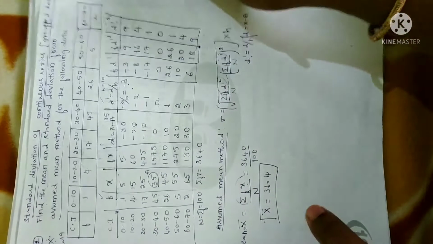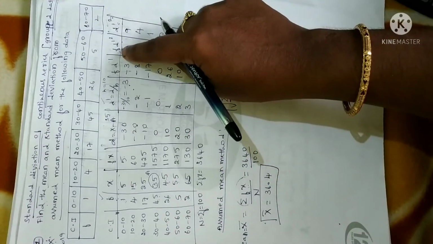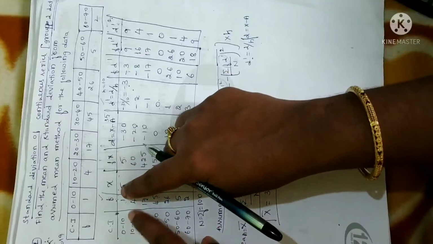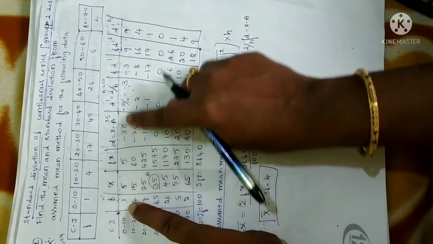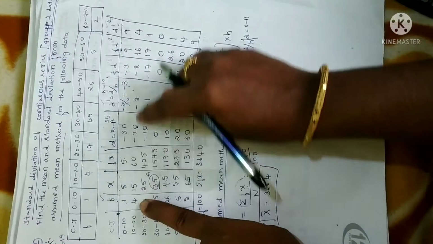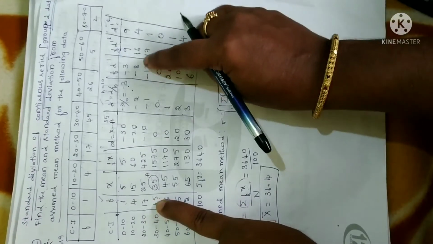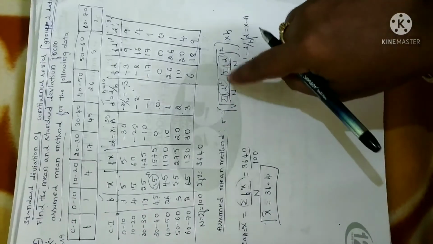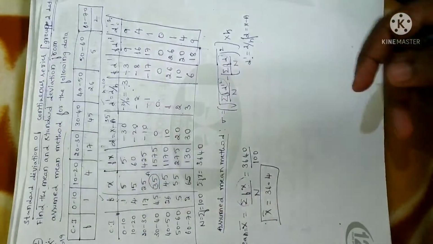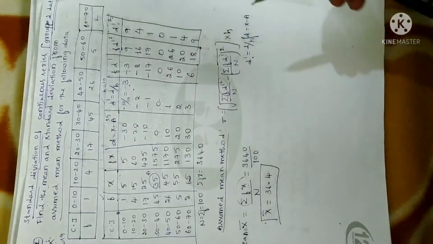Clear? I am just explaining once again. I have calculated d dash square here. Next I have to find f into d dash square. So you have the f column here, and you have to multiply it with the d dash square value. So 1 into 9 will give us 9, next 4 into 4 will give us 16, next 17 into 1 will give us 17. So likewise you have to see the formula as per the requirement and form the columns in the table. It's up to you.